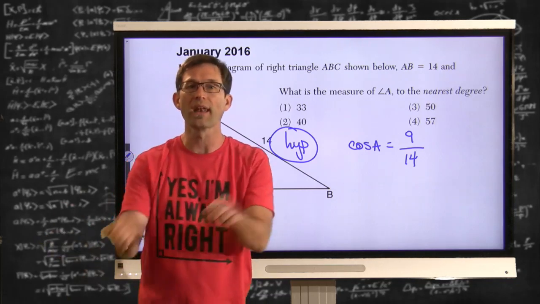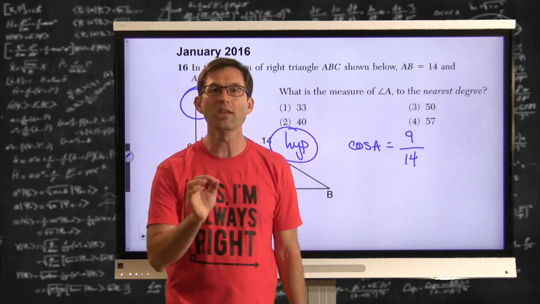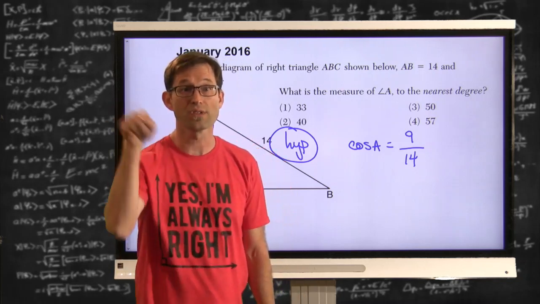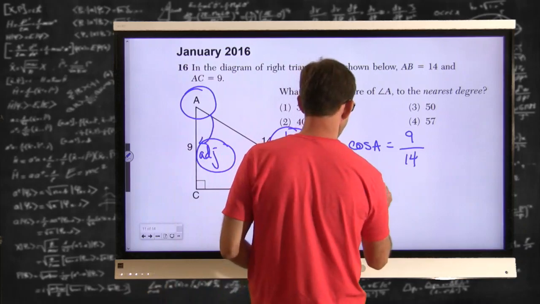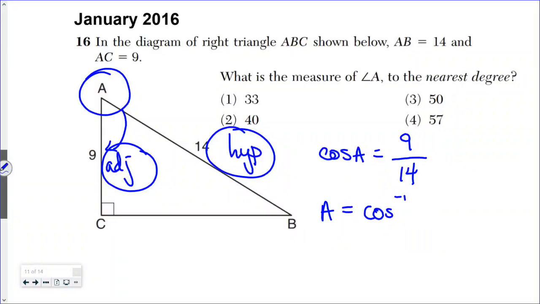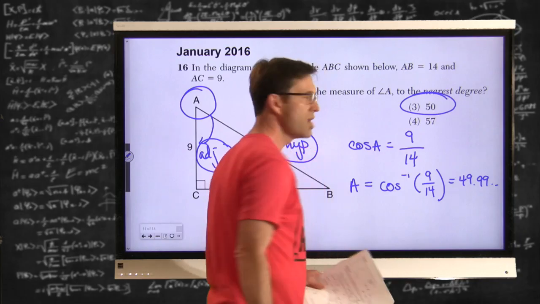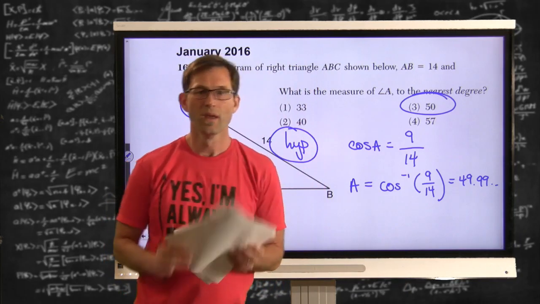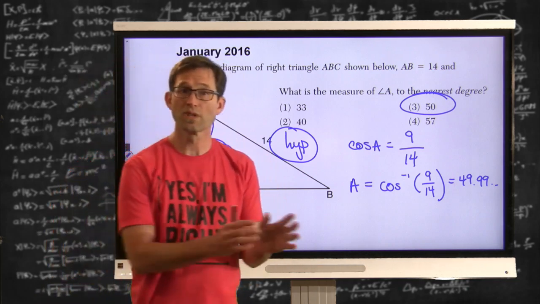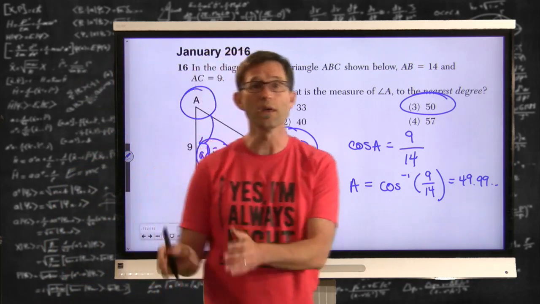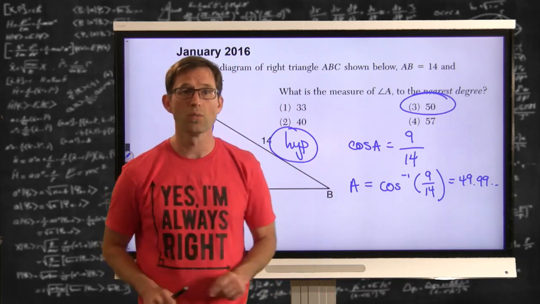If I know the cosine and I want the angle, that's when I use what's called the inverse cosine, or second cosine. In mathematical notation, it's a cosine with a little negative 1 as its exponent, and I do cosine^-1 of 9/14. I can't do that in my head, but if I punch it into my calculator, it gives me 49.99, etc., for a nice answer of 50 degrees. So identify the ratio, set it up. If you're solving for the angle, use the inverse sine, inverse cosine, or inverse tangent, whichever one you need.